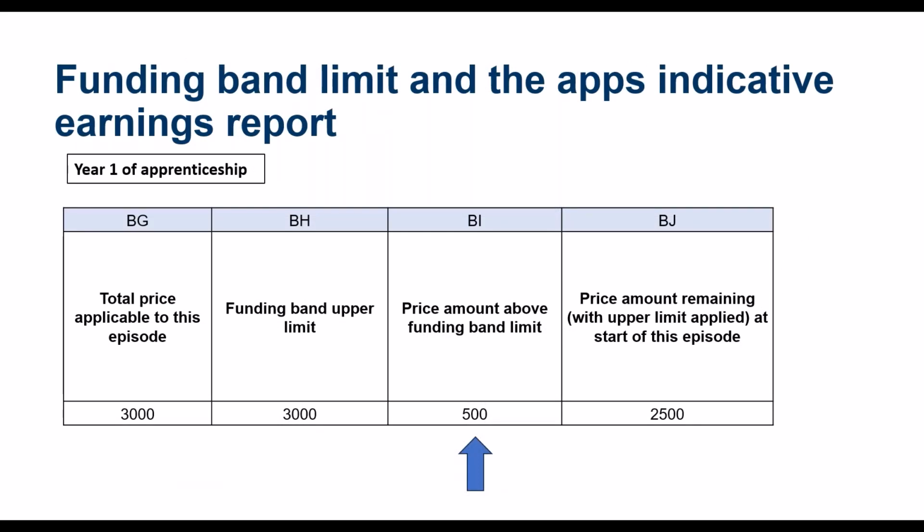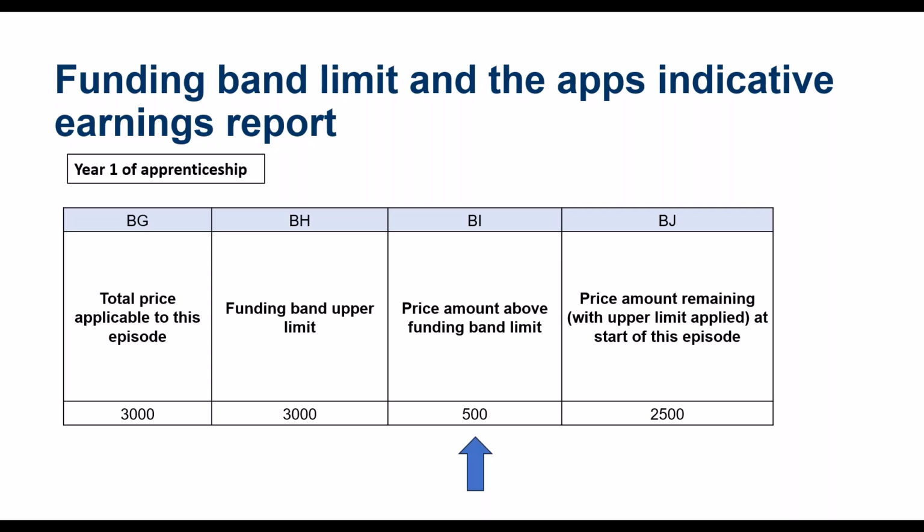Moving on again. Wanted to touch on something else with regards to the APS indicative earnings report. The columns above, some of which have been referenced in the previous 2 slides, can be very informative when your earnings are not what you expect them to be. We do get some queries about this when providers are seeing their earnings are not what they expect.